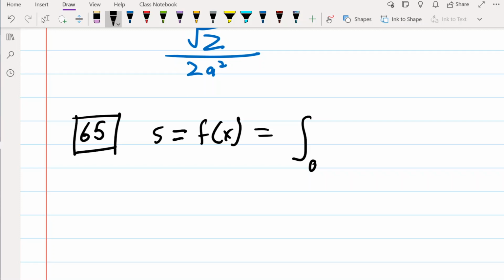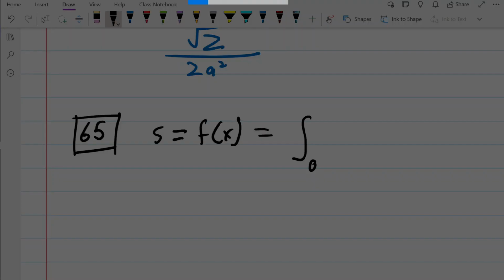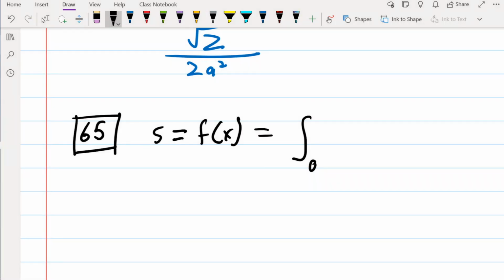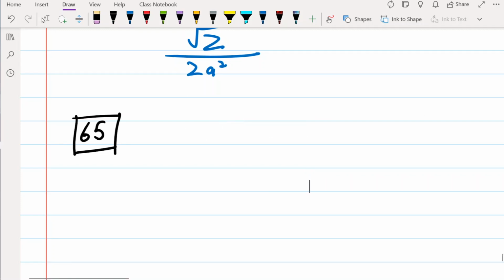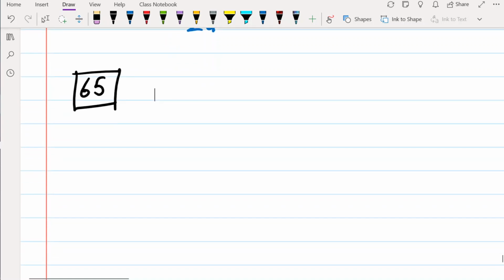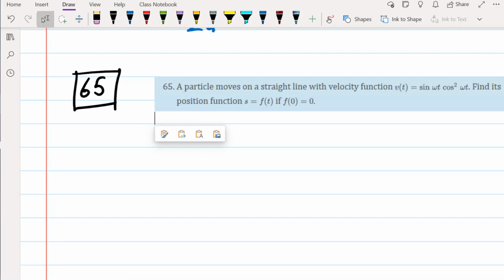Okay, so this is 65, which reads: a particle moves on a straight line. Oh, so it stops scrolling down. A particle moves in a straight line with velocity given by the function v of t equals sine wt cosine squared wt. Find its position s equals f of t if f of 0 is 0. And let me just copy this over real quick so that we have it right in front of us, as it's a lot easier to read. Okay, there we go.